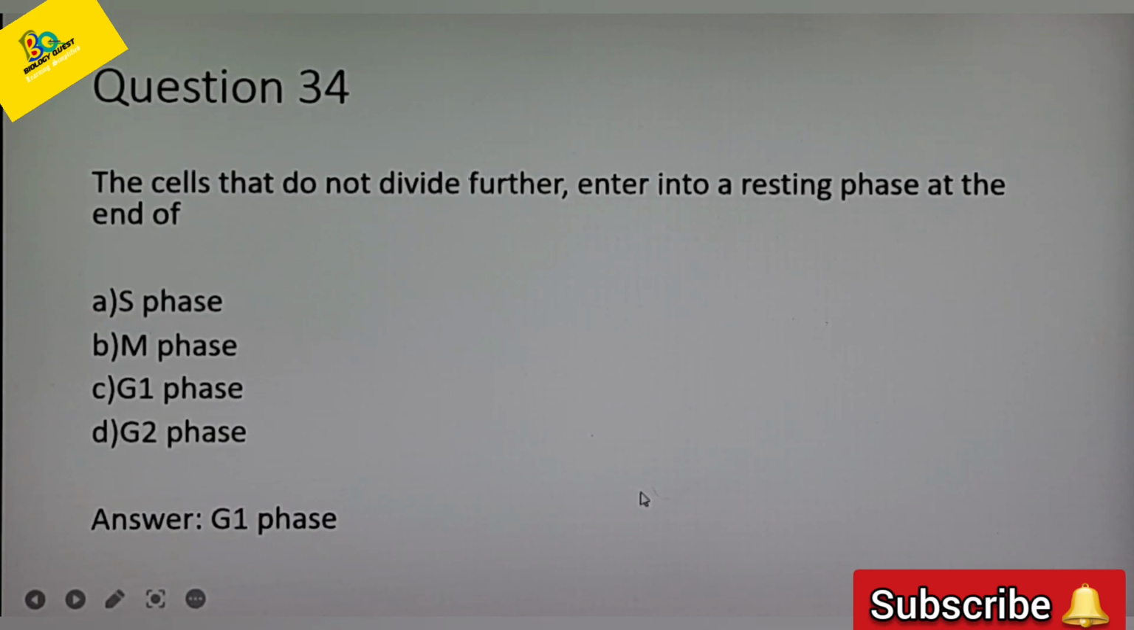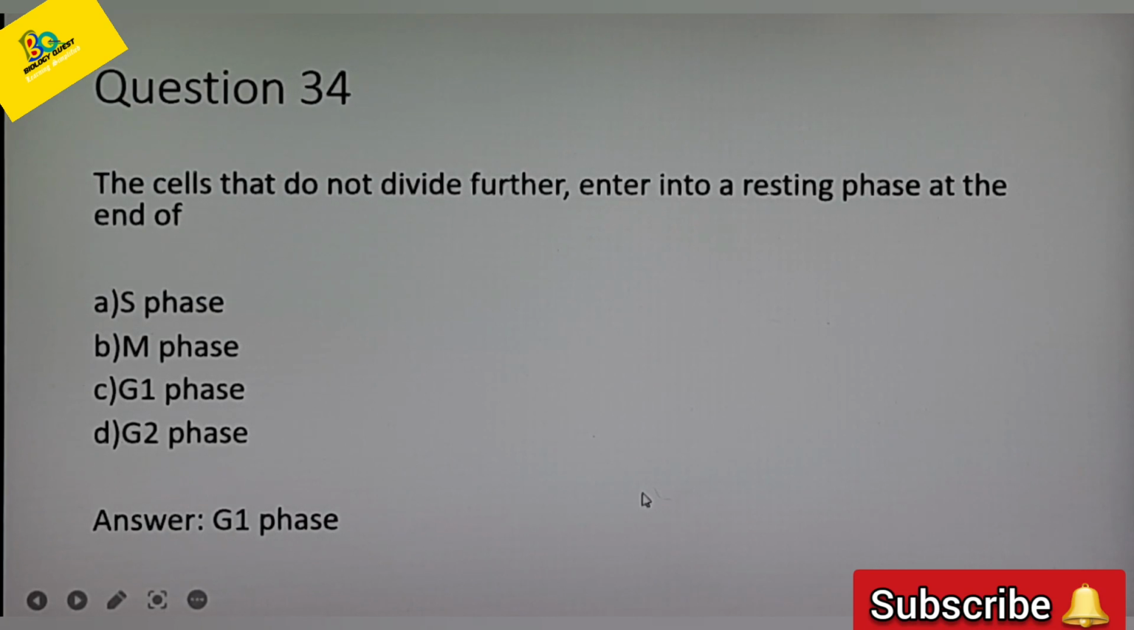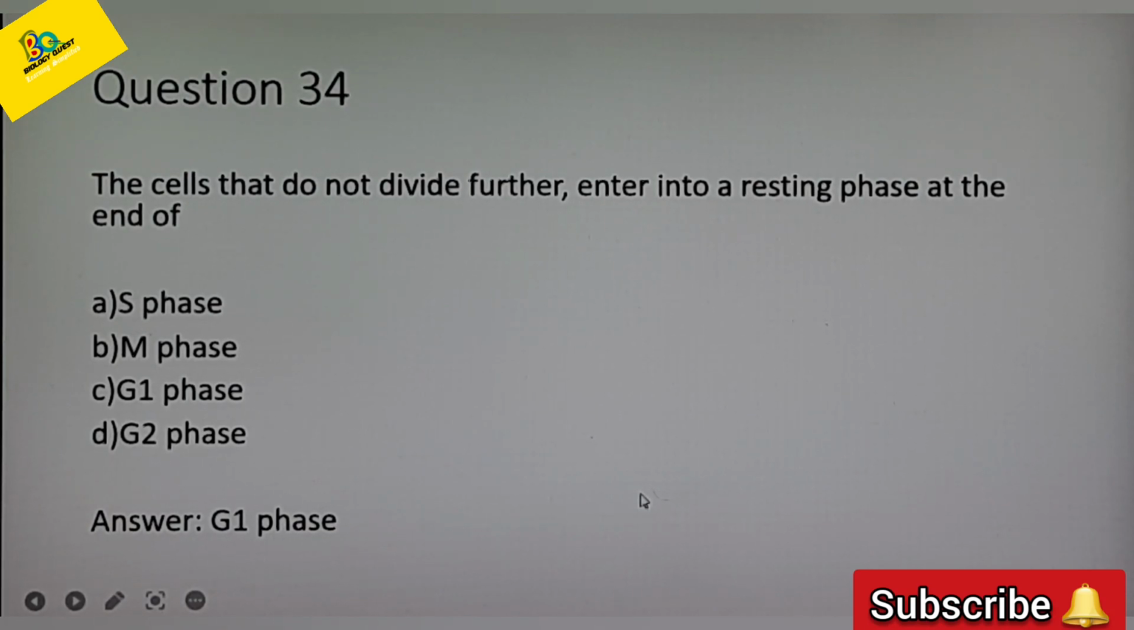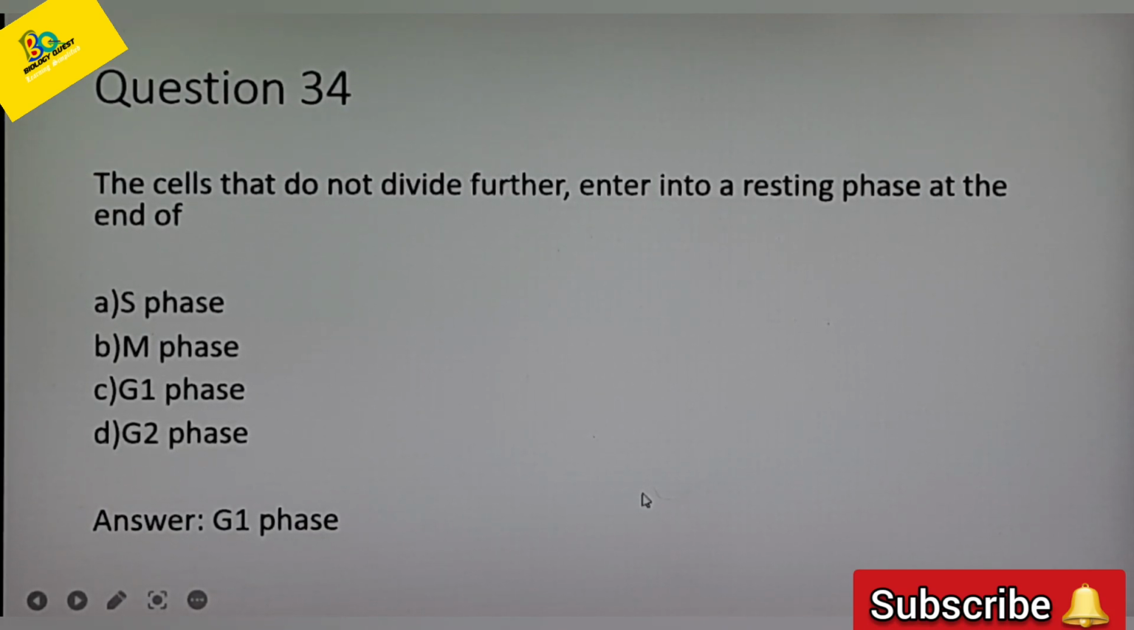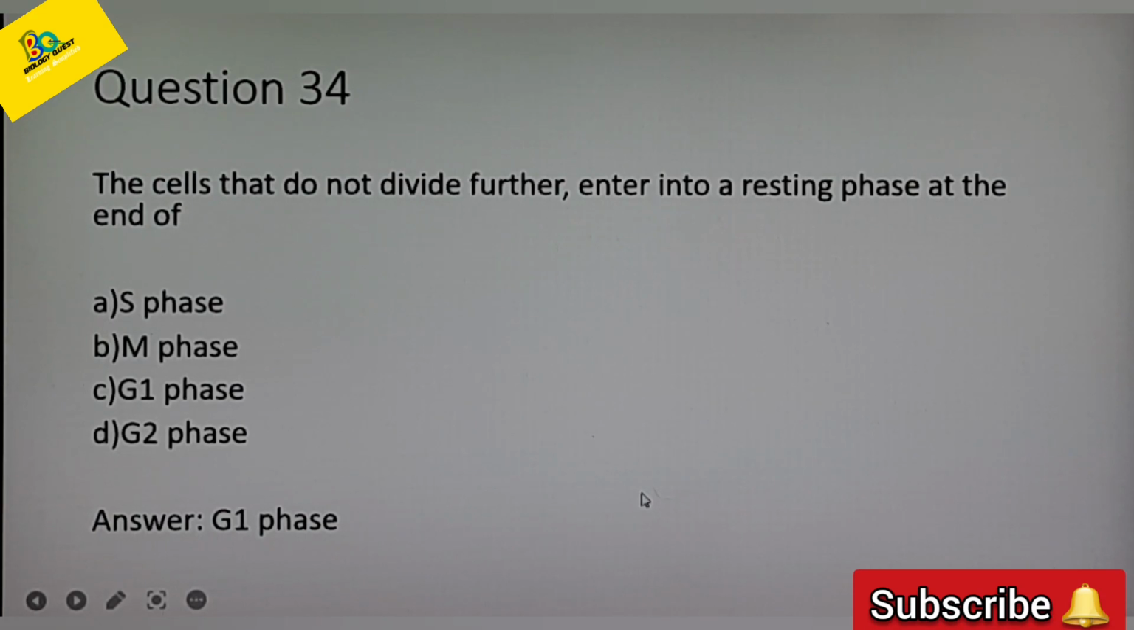It is at the end of G1 phase the cell enters into the resting phase, because after the G1 phase is the S phase. What happens during the S phase? During S phase, synthesis of DNA takes place. If the cell is not entering into another division, there is no need of duplication of the DNA or duplication of chromosomes. Synthesis or the duplication of chromosomes take place so that after cell division, the chromosomes are equally distributed to the daughter cells. Correct. So, if the cell is not entering into the division phase, it need not enter into the S phase. So, it is at the end of G1 phase.